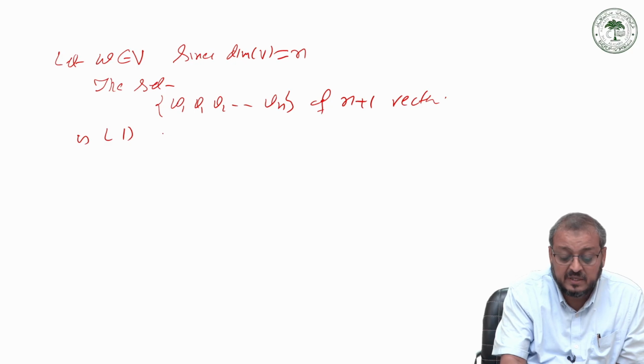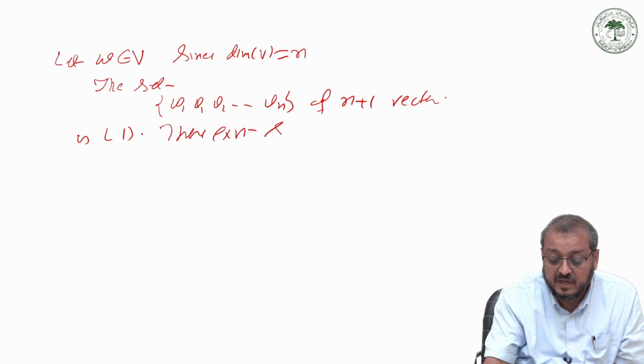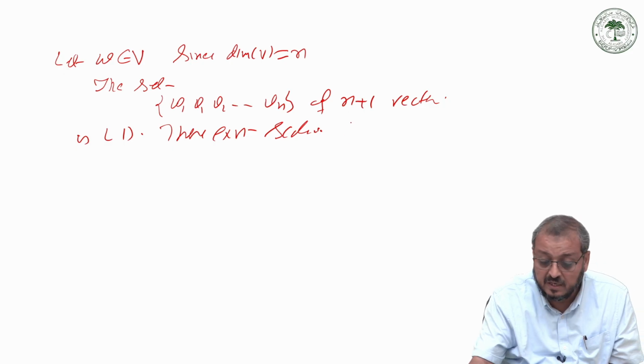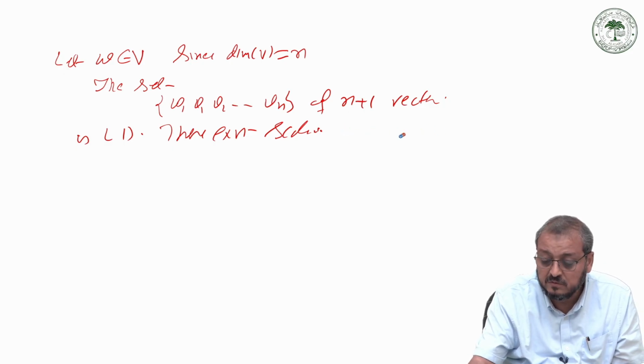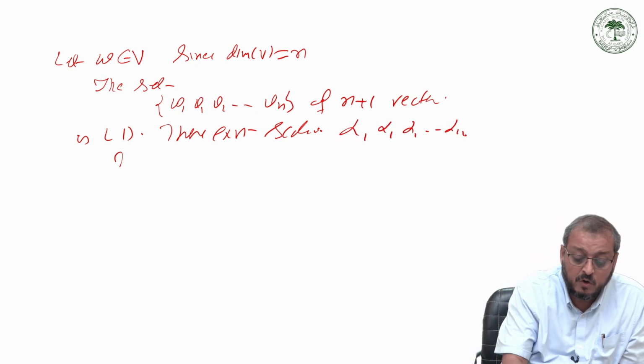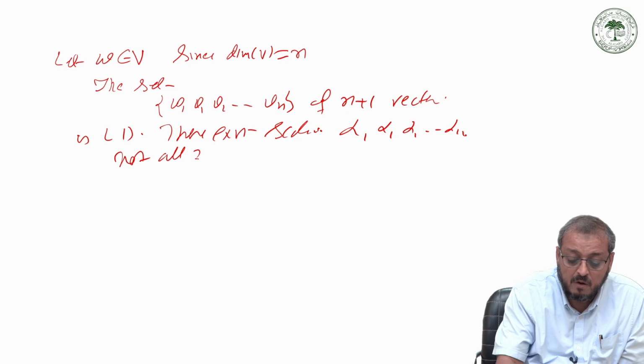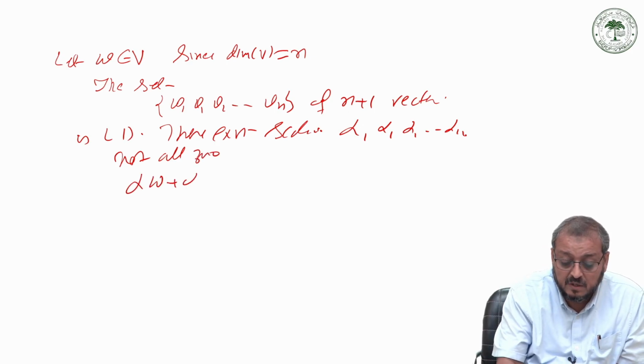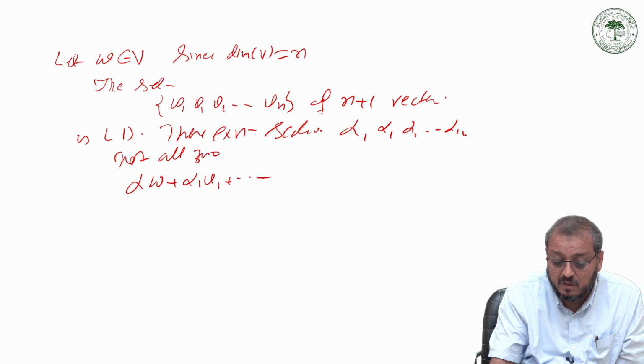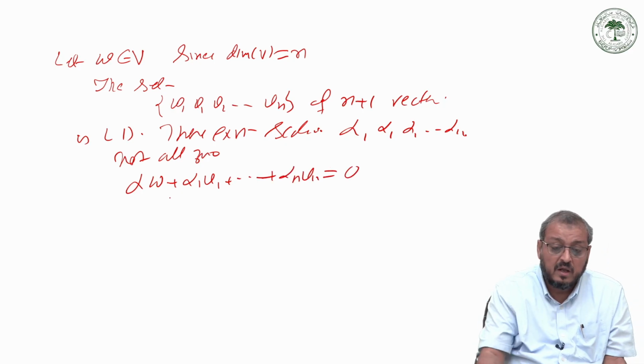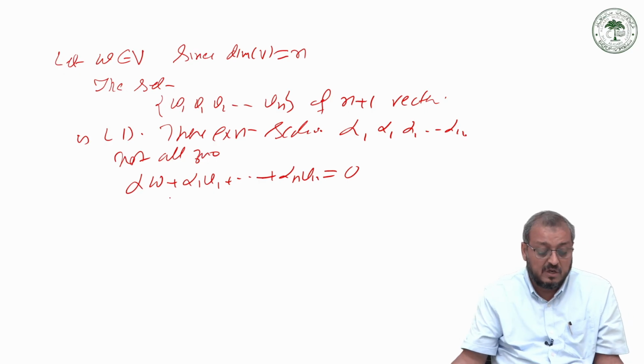That means there exist scalars alpha, alpha 1, alpha 2, up to alpha n, not all 0. So we write alpha times W plus alpha 1 V1, and so on, plus alpha n Vn, is equal to the zero vector, where at least one of these scalars is not equal to 0.